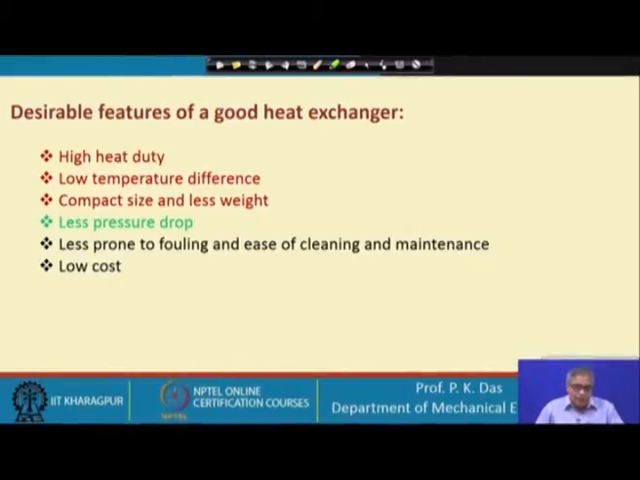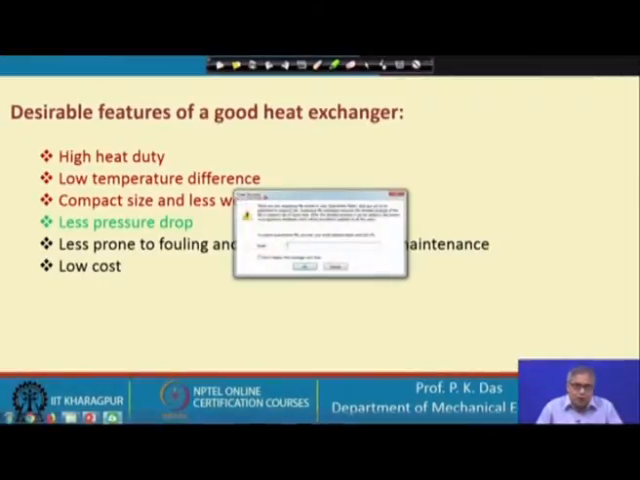Compact size and less weight is always a goal of any engineering design, because we have restrictions of space, we have the cost of material, and we also have the restriction of weight, particularly if the system is a mobile system, where we have different implications if we go overweight. So, for all these things, compactness is one point. Apart from that, we want to have less pressure drop.